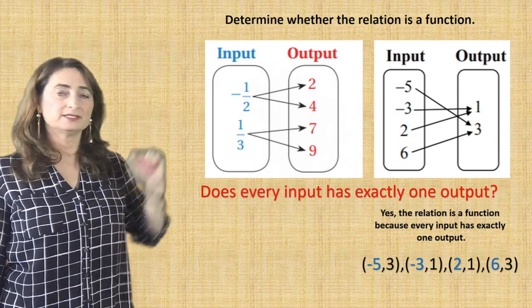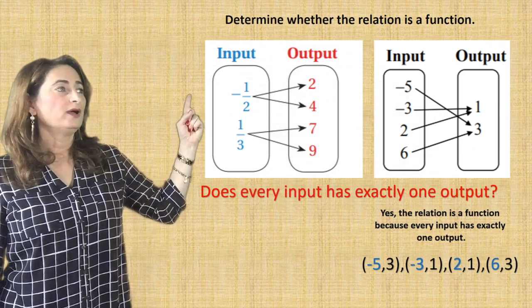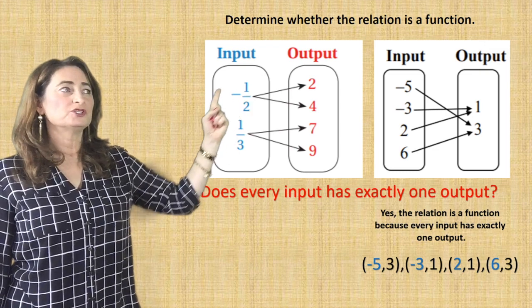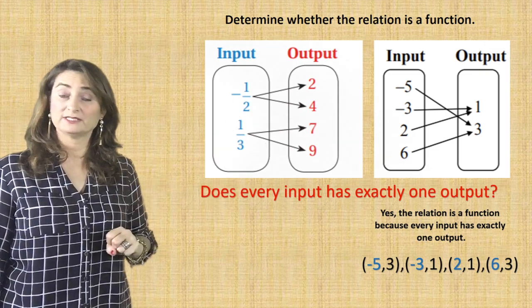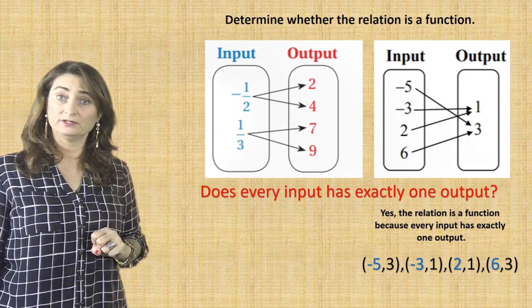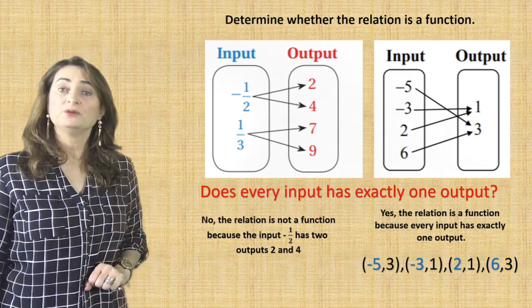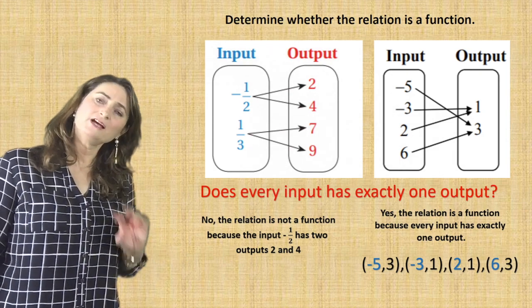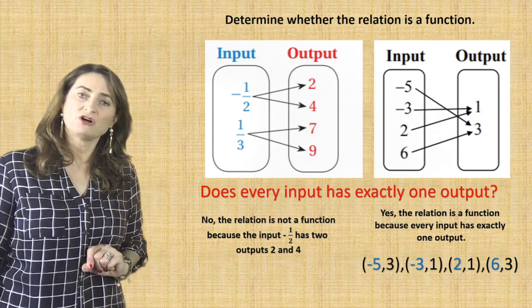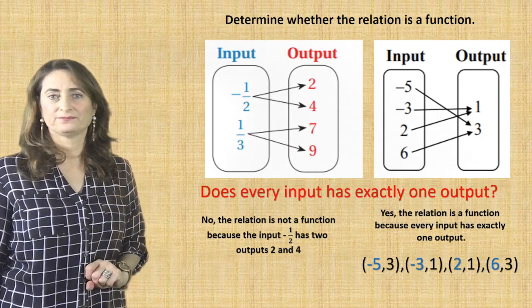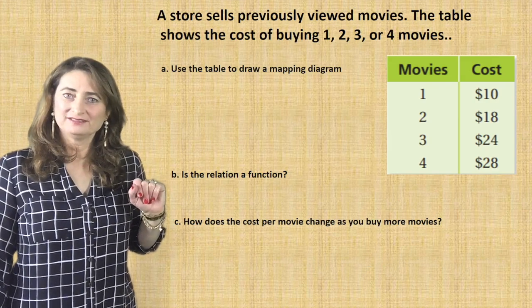Now let's talk about the second example. You have -½ paired with 2, -½ paired with 4. Does every input have exactly one output? Absolutely not. So no, the relation is not a function because the input -½ has two outputs, which are 2 and 4.